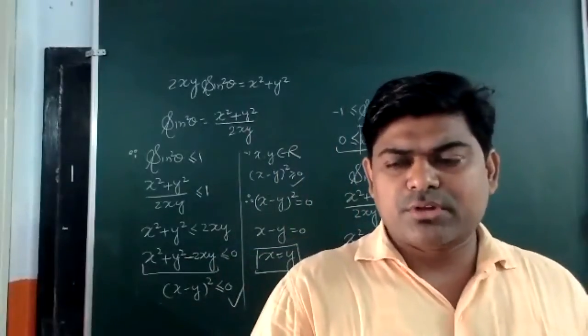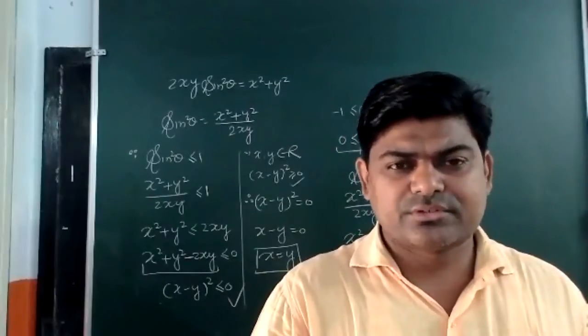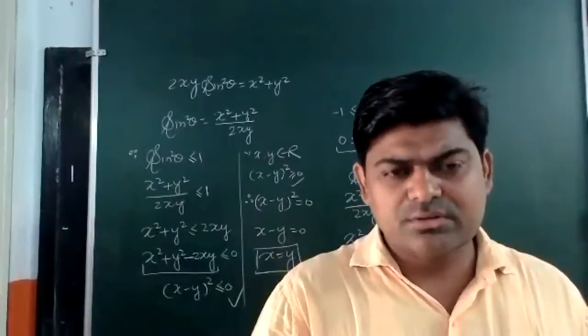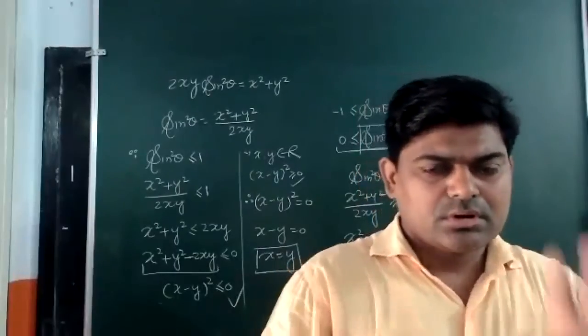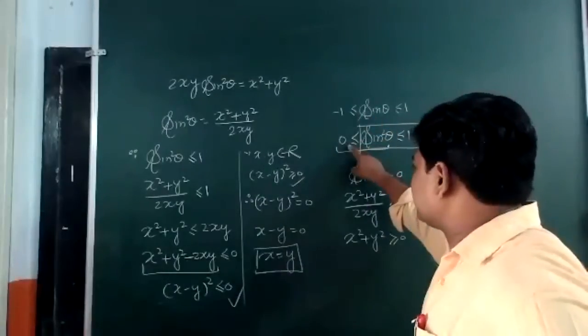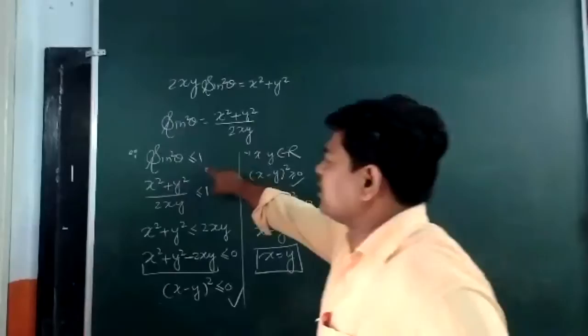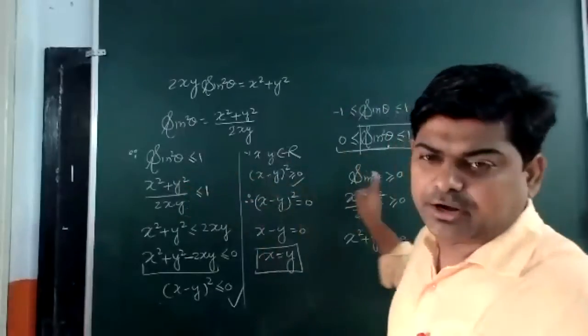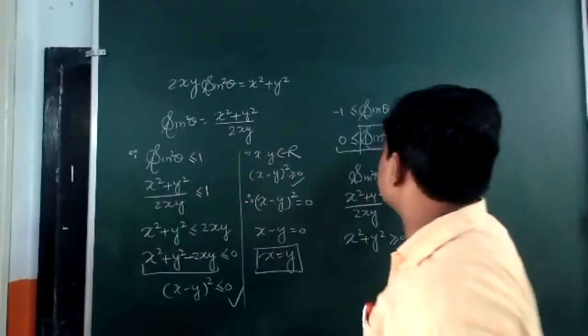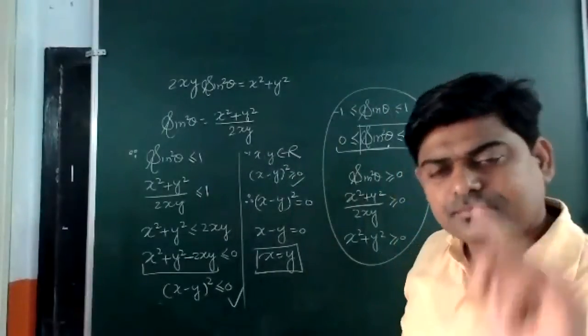Anyone have any problem in this question? Many things are there to discuss. Many points are there which we have used. That is the first point: sine square theta is greater than or equal to 0, less than or equal to 1. I took less than or equal to 1, I didn't take greater than or equal to 0. And it was discussed why I didn't take it.